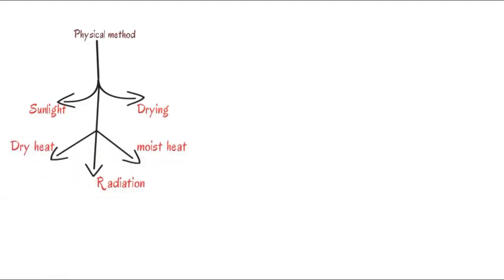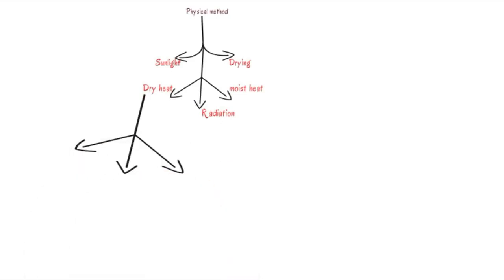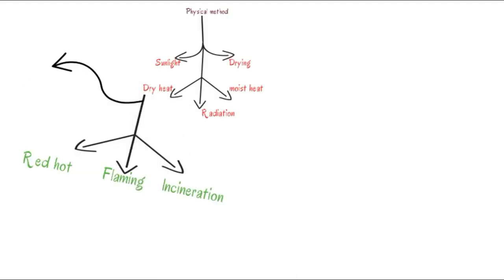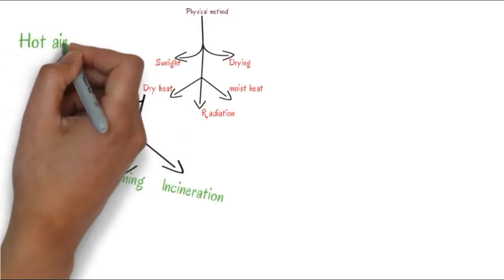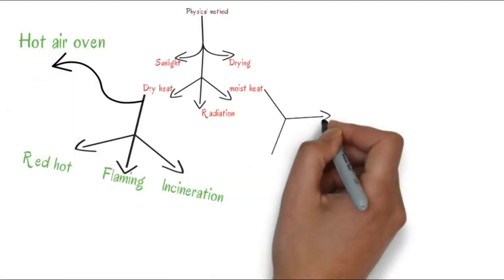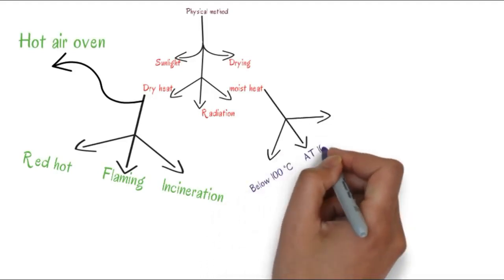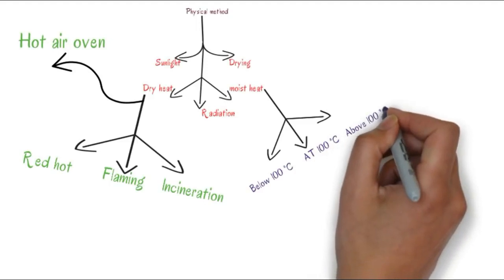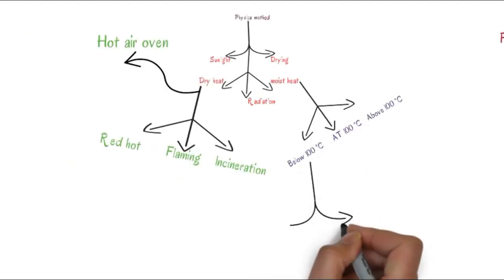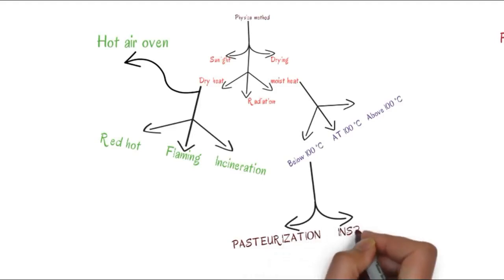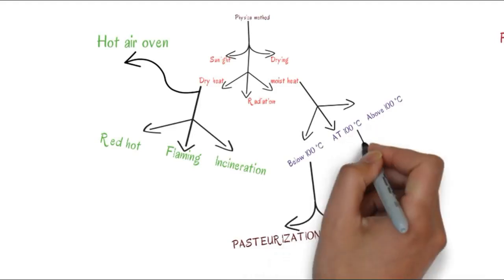Another is radiation. In the case of dry heat, we have red heat or red hot flaming, and incineration. Another important and best thing in dry heat is the hot air oven. In the case of moist heat, we divide it into below 100, at 100, or above 100 degrees Celsius. Below 100 we have two terms, pasteurization and inspissation. Please note down this flow chart. It is very important from the exam point of view.